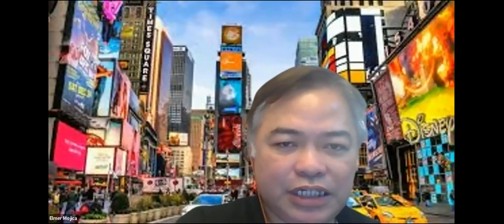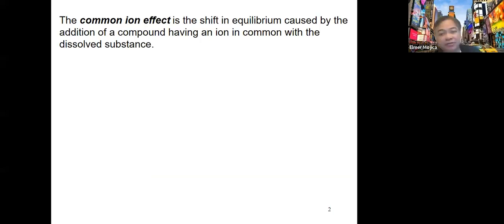Now, the last part that we will have is what we call the buffer. So, yung buffer natin, we could say it's just a continuation or an application of a common ion effect, na inano natin sa equilibrium. You know, the presence of the common ion is going to shift the equilibrium. So if you have reactant and then you produce some product, and there are some other ions that you add to the product, it's going to push the reaction backward. So yun yung common ion effect.